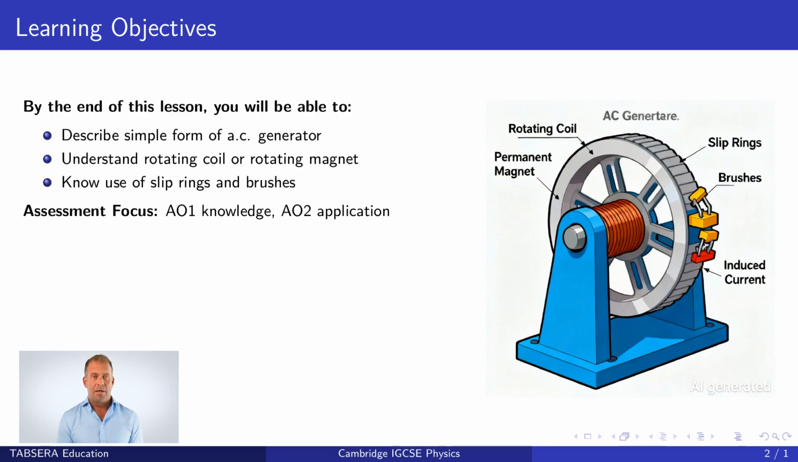Let's examine our learning objectives for today. By the end of this lesson, you'll be able to, first, describe the simple form of an AC generator, including its main components and structure. Second, understand how rotating coil or rotating magnet designs work to generate electricity. Third, know the use of slip rings and brushes in maintaining electrical contact. These objectives align with Assessment Objective 1, Scientific Knowledge, and Assessment Objective 2, Application of Concepts.